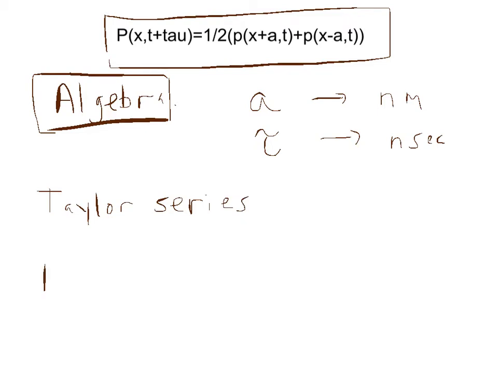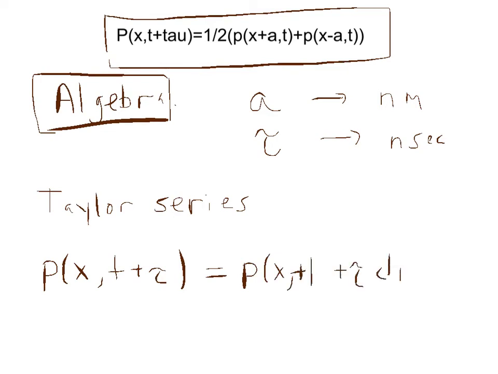For example, we can write that p of x and t plus tau is equal, according to a Taylor series, to p of x and t plus tau times dp dt, plus tau squared over 2 times the second derivative of p, which I will just write as p dot dot, and so on. That is what is called the Taylor series expansion. Similarly, we can do the same thing for p as a function of x and t.